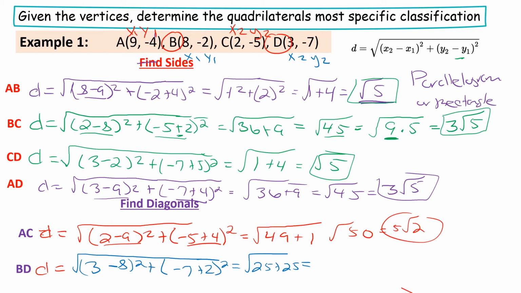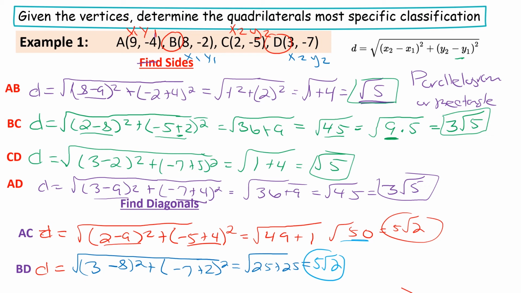Because it's going to be 50, and I have 50 up here, right here. So I know it's going to be 5 square root of 2. So my diagonals are congruent. So I have opposite sides that are congruent and opposite angles that are congruent.